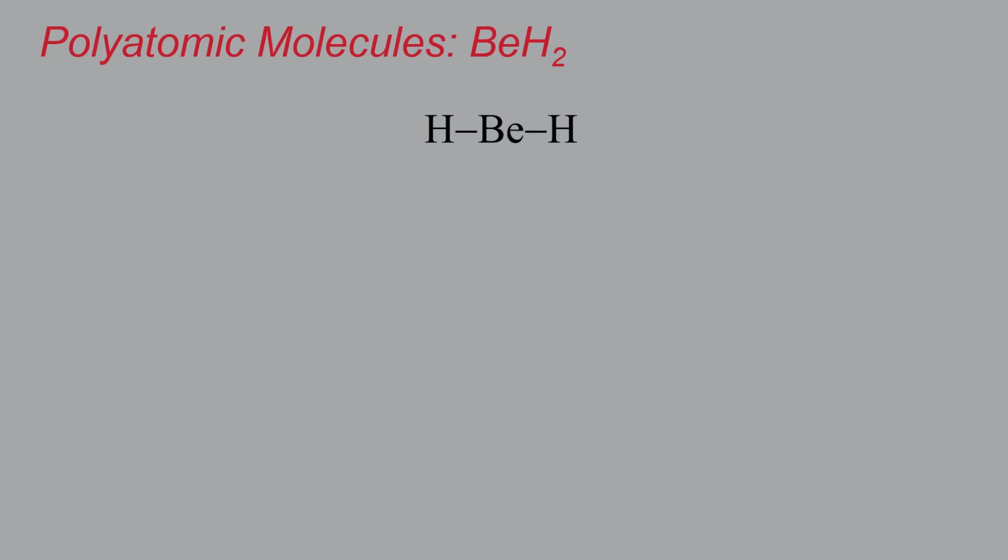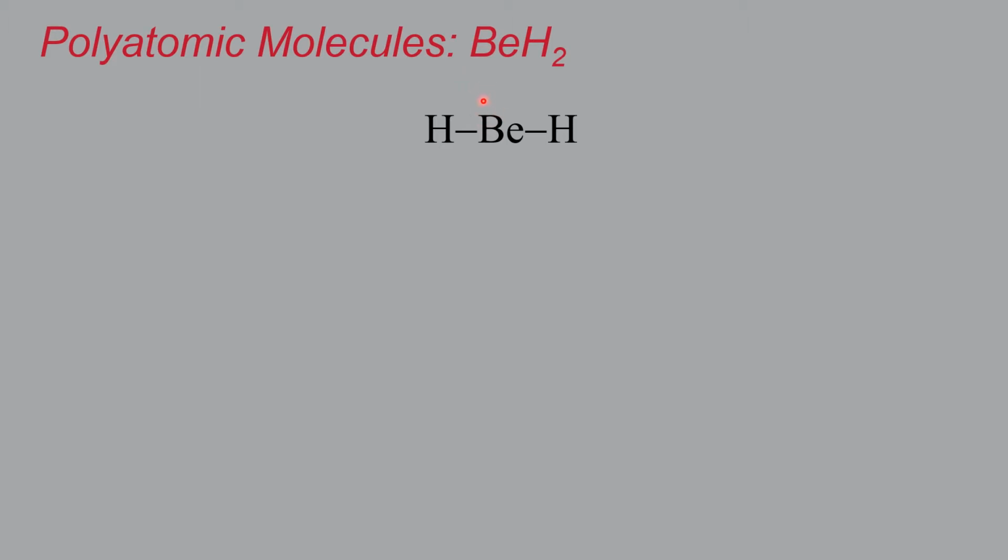All right, our task in this video and the one after it is to develop a valence bond description of the bonding in beryllium dihydride. Simple enough. This actually is the full Lewis structure for this molecule. It only has 4 valence electrons. There's no formal charge on this structure.